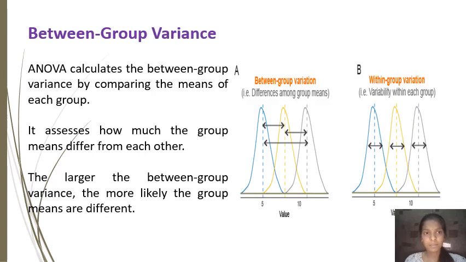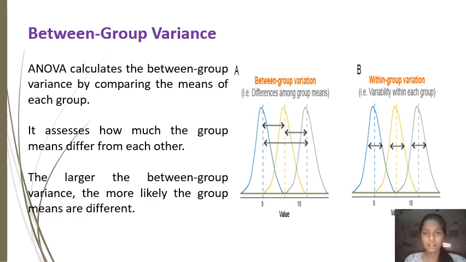And the next is between group variance. ANOVA calculates the between group variance by comparing the means of each group. It assesses how much the group means differ from each other. The larger the between group variance, the more likely the group means are different.